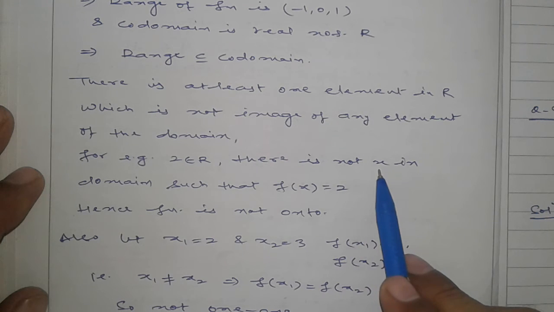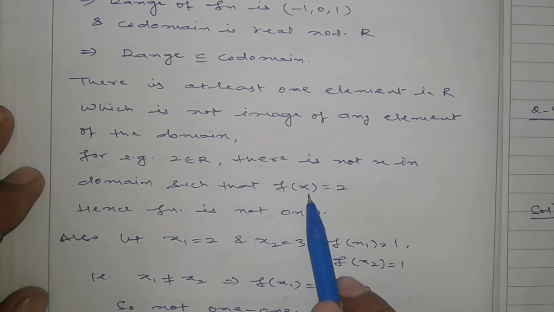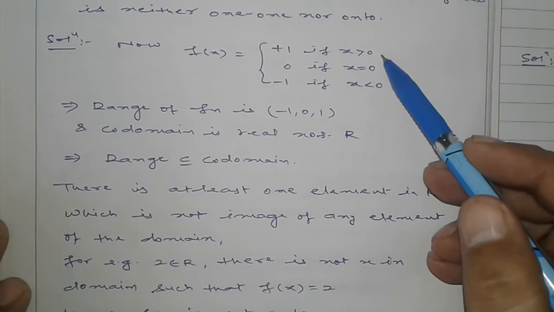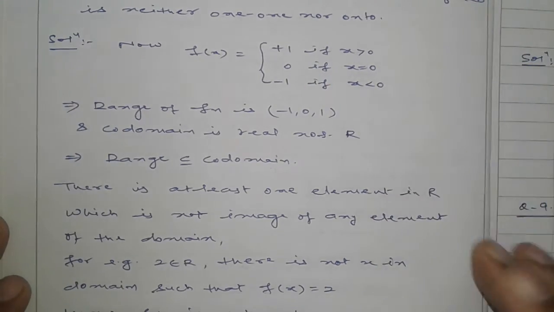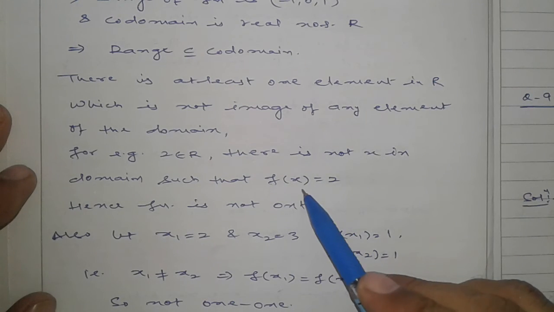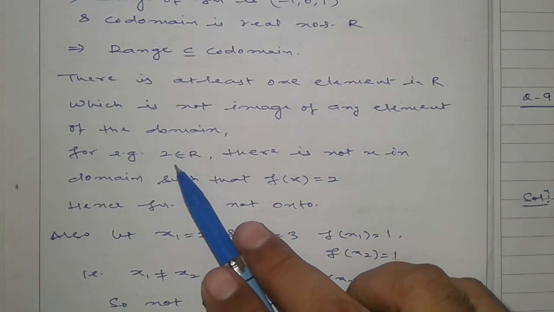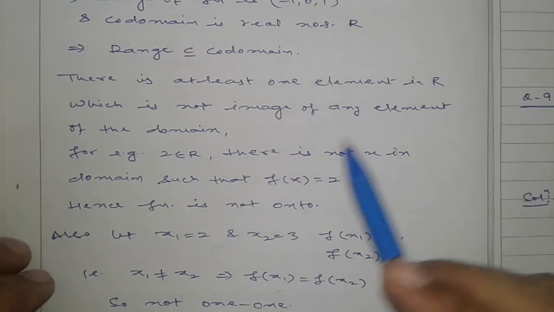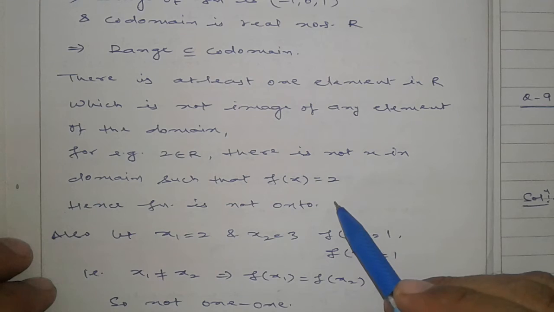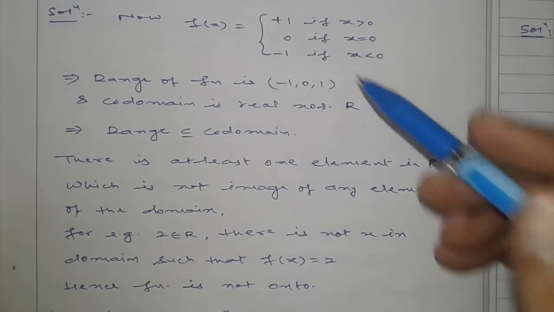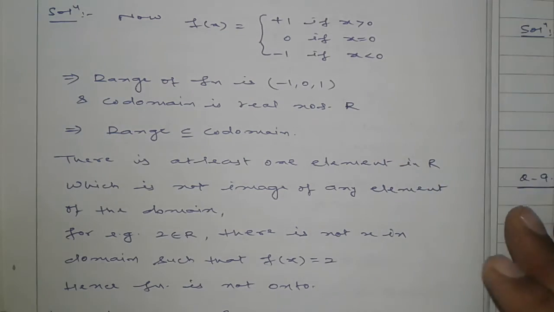So there is no x in the domain such that f(x) is equal to 2, because the value of f(x) is +1, 0 or -1. If I take 2, meaning x is positive, then also the answer will be 1. If I take 2 as a real number, then f of x equal to 2 is not possible, so it is not onto, because the values that come can only be +1, 0 and -1.